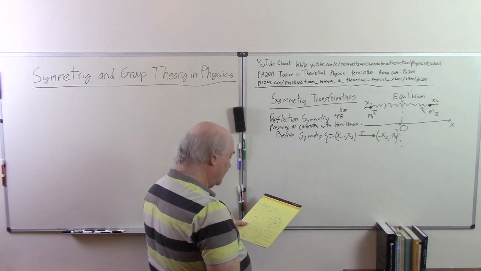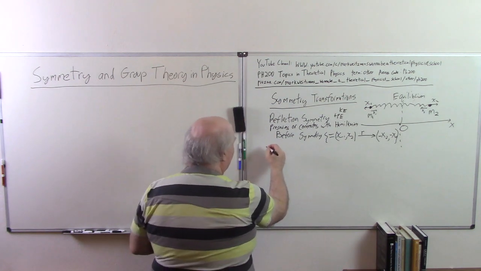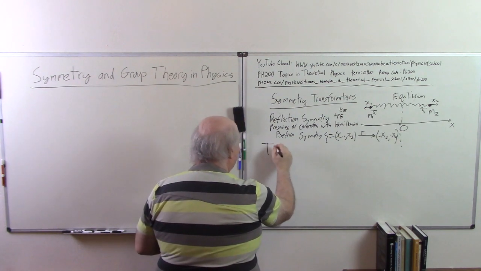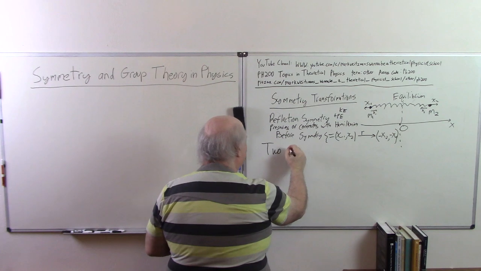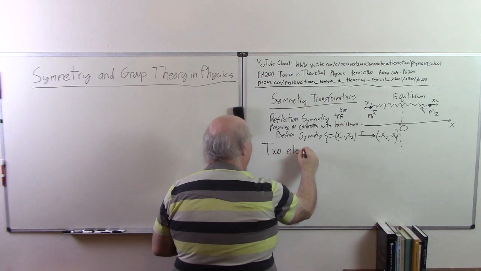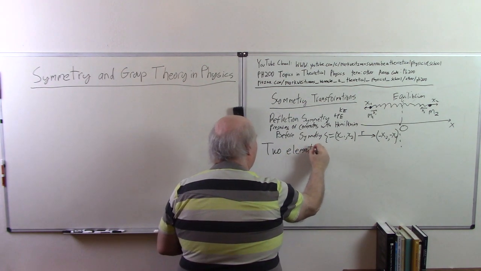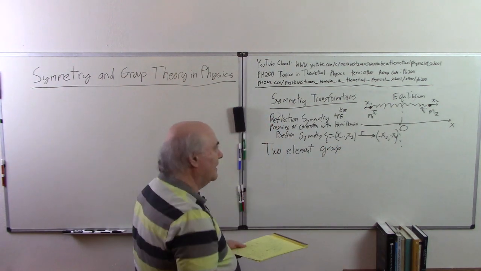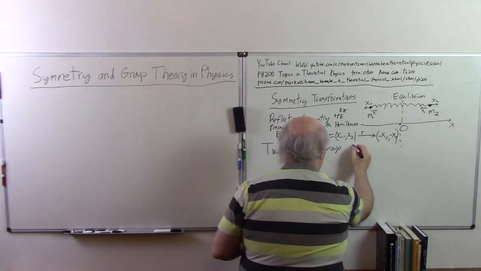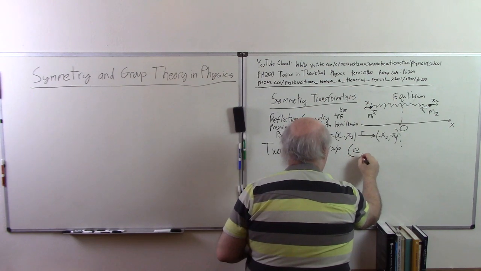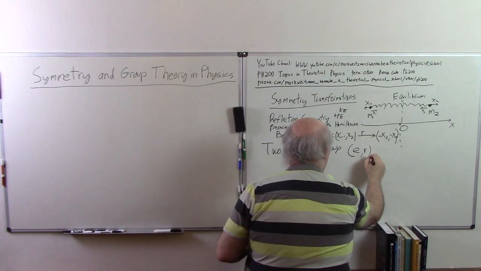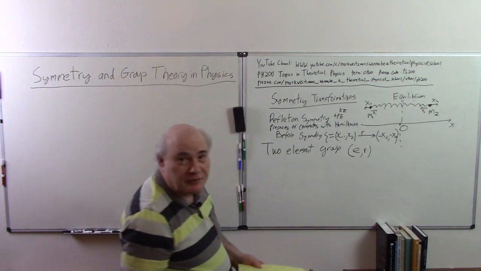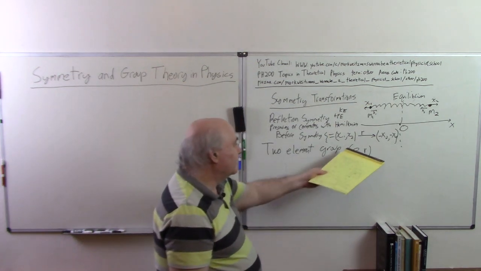Now, this is what we call the easiest group in the world. It's called a 2-element group. I know I haven't defined a group, but we'll do that next lecture. The 2 elements of the group are, I'll call E and R. E in group theory will usually stand for the identity element.